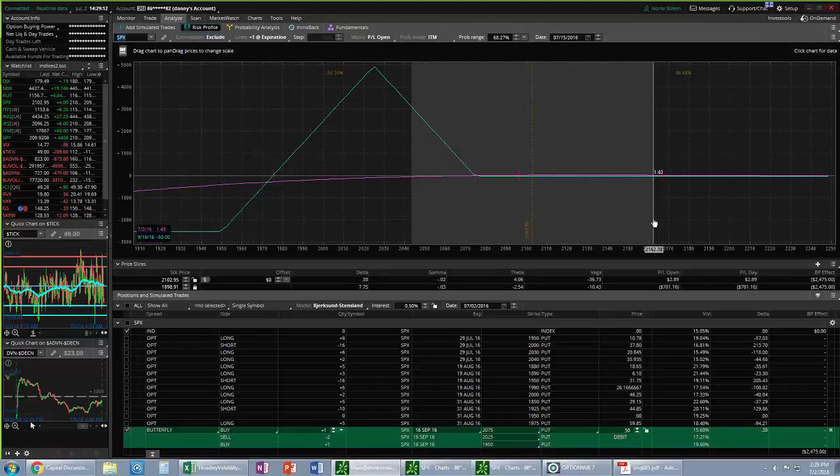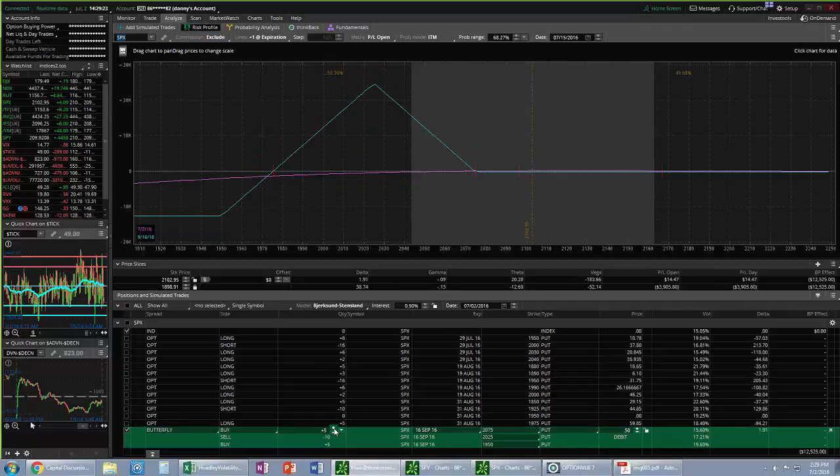That looks pretty good to me, and that's for a one lot, and I'm in my Reg T account. So you see that's using roughly 24.75. So we can pump that up and maybe get a 5 lot. And these are the Greeks. That looks pretty good to me for starting.